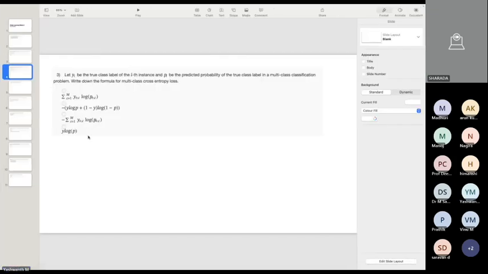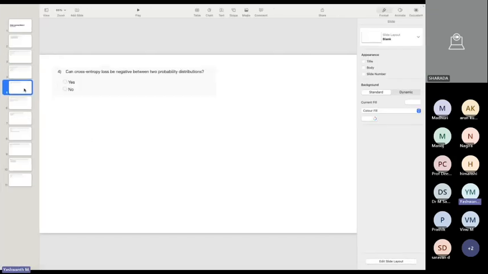Okay. So can a cross entropy loss be negative between two probability distributions? Can this loss be negative, the cross entropy loss?